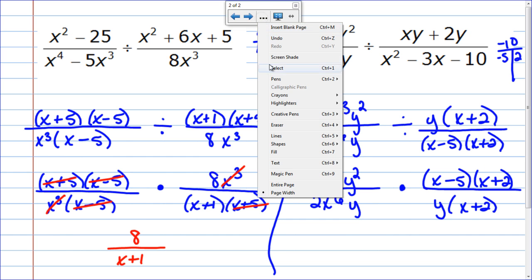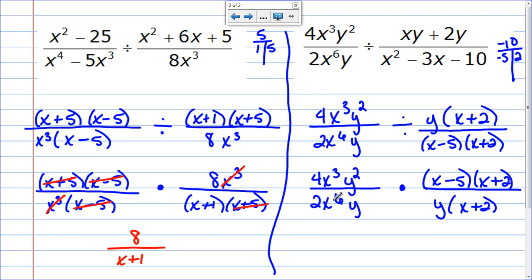So now let's see what we can get rid of. Well, here 4 over 2 simplifies because 4 divided by 2 is 2. This x cubed cancels out 3 of these, so I have an x cubed left down here. This y squared will cancel out one of those y's, leaving me with 1 on top. And then over here, this x plus 2 will cancel out this x plus 2, and this y will cancel out the y that was left. So I've now canceled out everything I can possibly come up with.